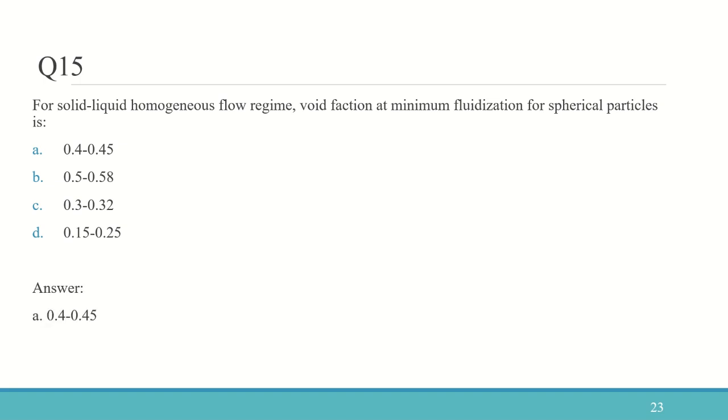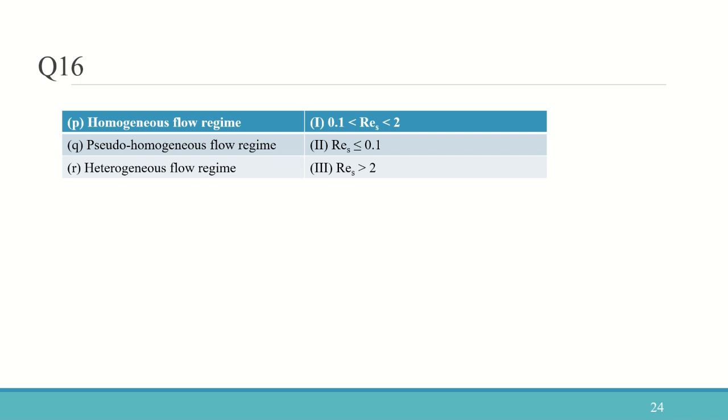In question 16, we have match the following, where RES is Reynolds number of solids and homogeneous flow regime. What is given in the left hand side? First we'll see homogeneous flow regime, pseudo homogeneous flow regime, and heterogeneous flow regime. And in the right hand side we have Reynolds number in the range of 0.1 to 2, Reynolds number less than 0.1, and Reynolds number greater than 2.